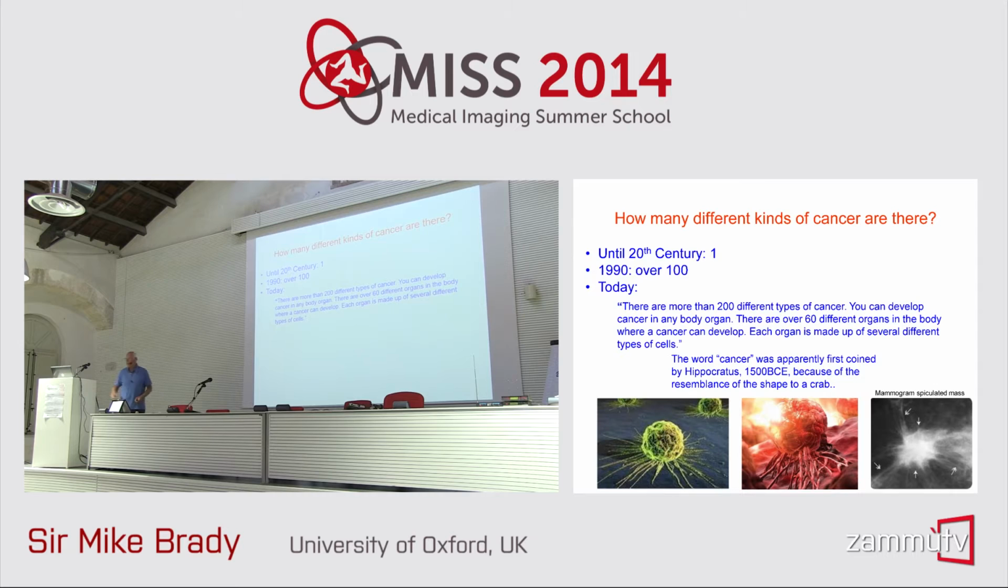Okay, now why is it called cancer? Actually we have Hippocrates to blame for that in 1500 BCE, because he thought that cancers, of which two are shown here, resemble crabs. And cancer was the sign of the crab from astrology. And this down here is an example of what is known as a spiculated mass in a mammogram. And again, you can see those tentacles.